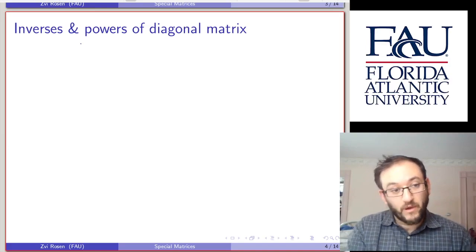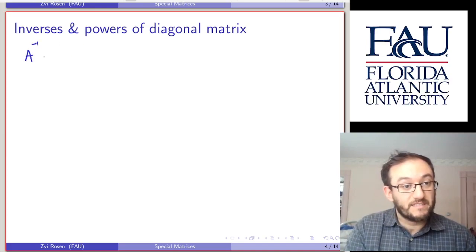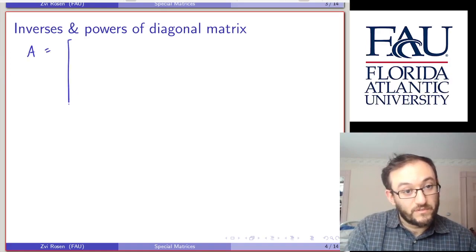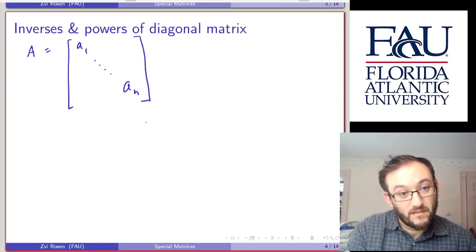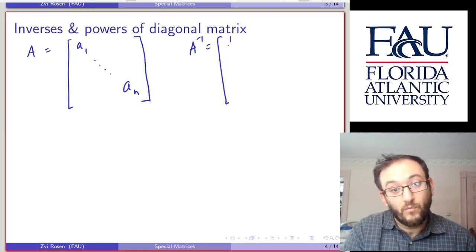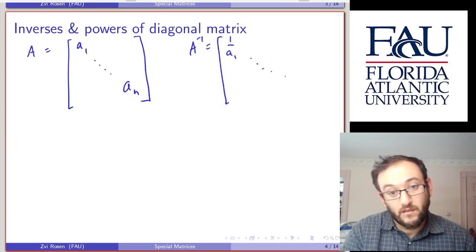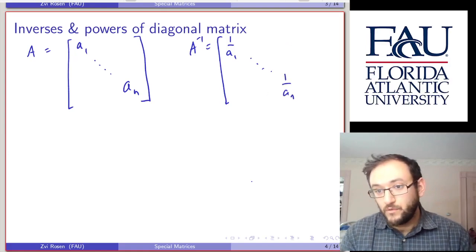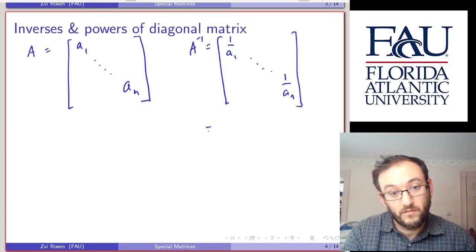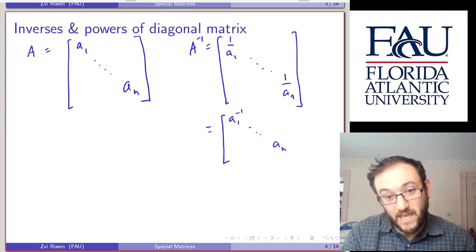Okay, and so what do they look like? Well, the inverse we've just seen is, assuming that A is equal to A1 through AN, then A inverse is going to be 1 over A1 through 1 over AN. You could also write this as the minus 1 power: A1 to the minus 1 down to AN to the minus 1.